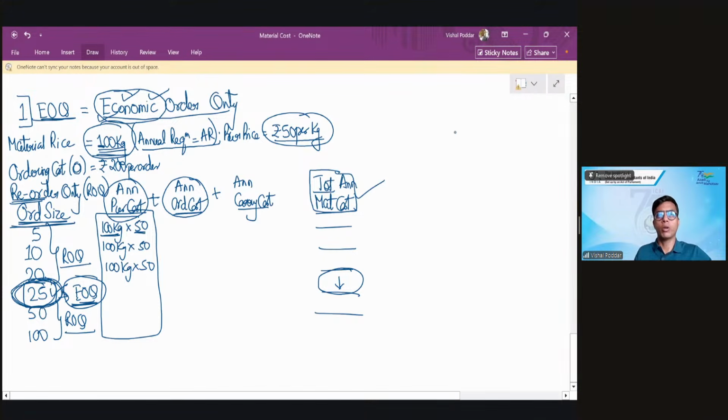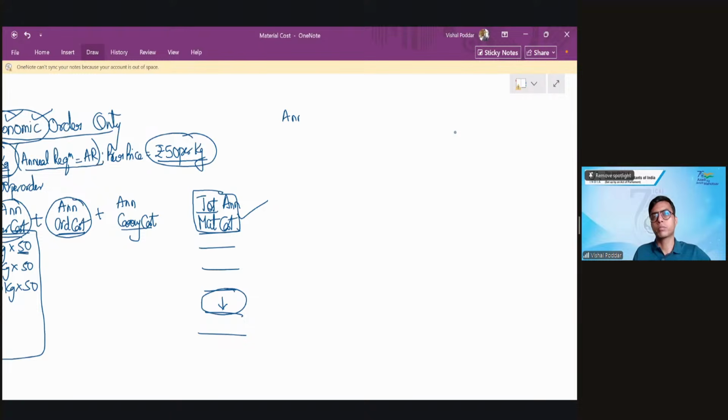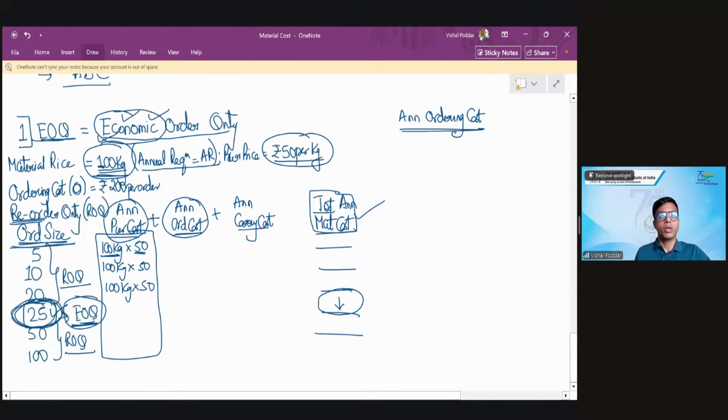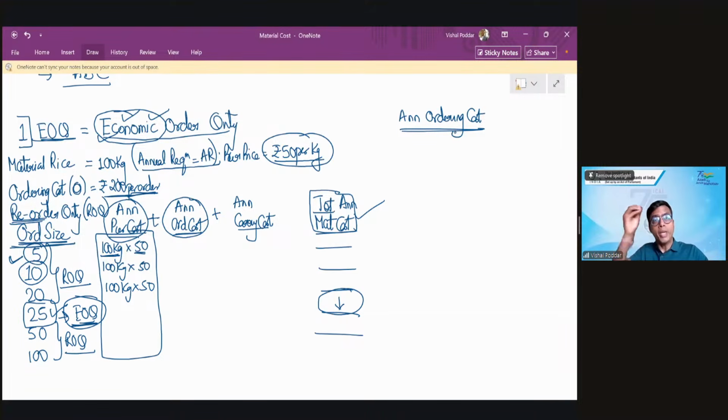How much is this annual ordering cost? I just explained that I incur rupees 200 every time. So whenever I have to go and make a purchase, I have to spend rupees 200 every time. So it is per order. Now, very important. Depending upon what order size I have selected, I will have to go to the market multiple times. For example, if I have selected my order size as 5, that is, I will purchase 5 kgs every time, how many times do I have to go to the market? I will have to go 20 times.